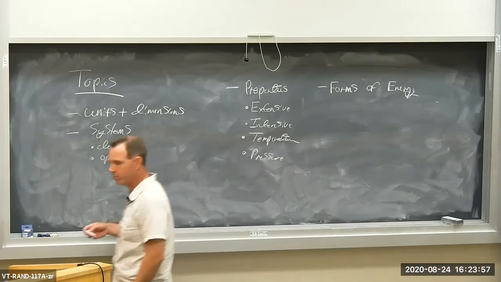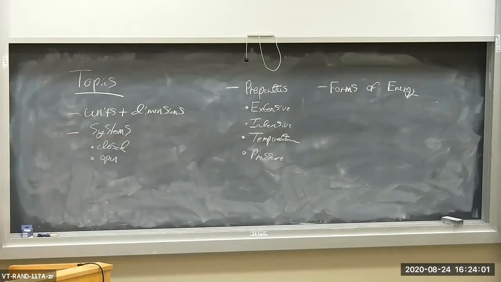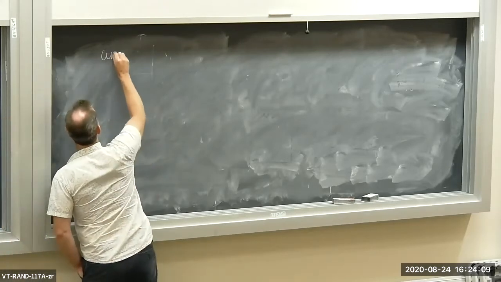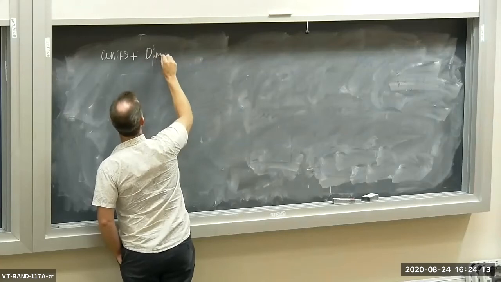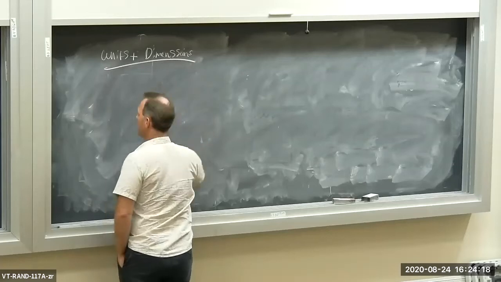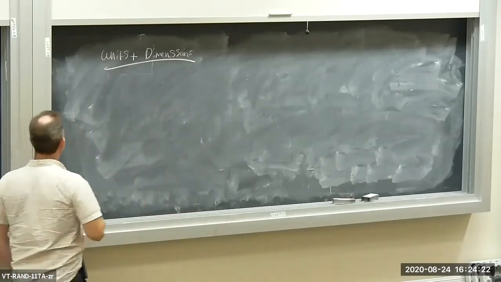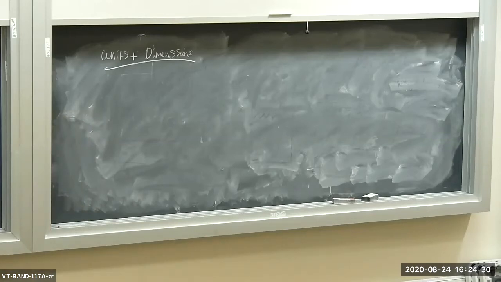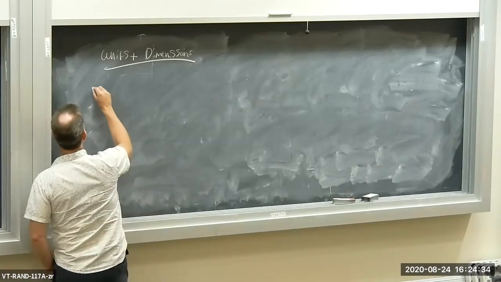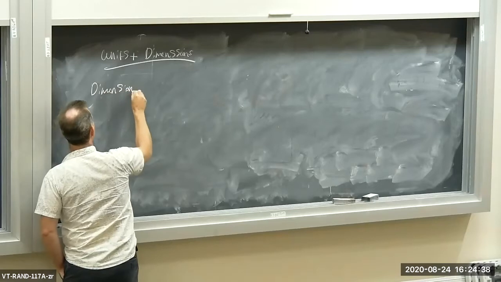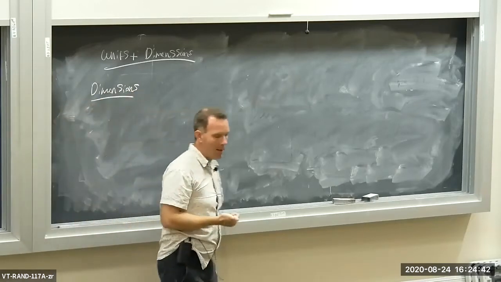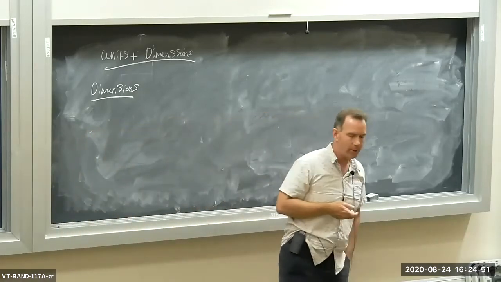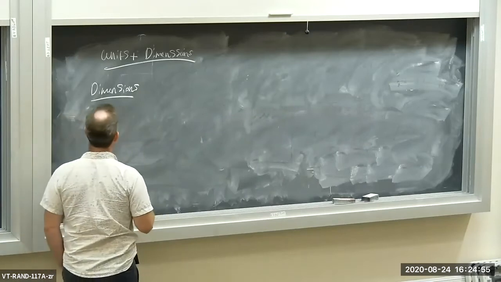Got to switch over here. There we go. Units and dimensions. So I'm going to define some dimensions here. A dimension is a generalized quantity. So dimensions are things like mass, force, time, length, degree. They are all the basic building blocks for how we describe or quantify properties of systems.